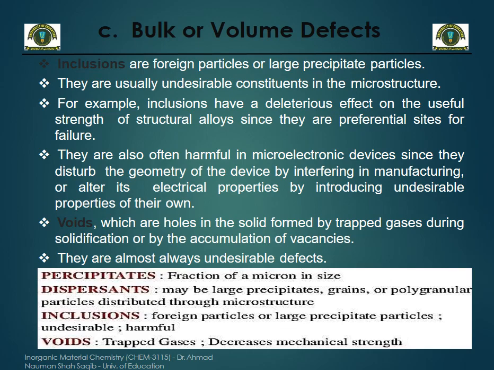Bulk or volume defects have a third basic definition, which forms the bulk or volume defect: inclusions. Inclusions are foreign particles or large particles. They are usually an undesirable constituent in the microstructure. For example, we can discuss it like this.